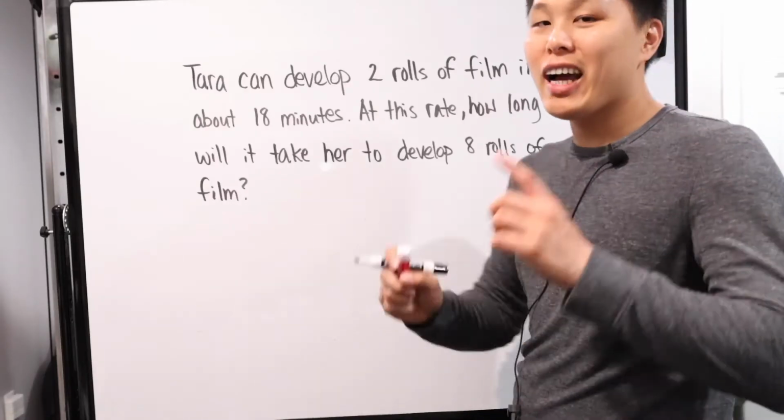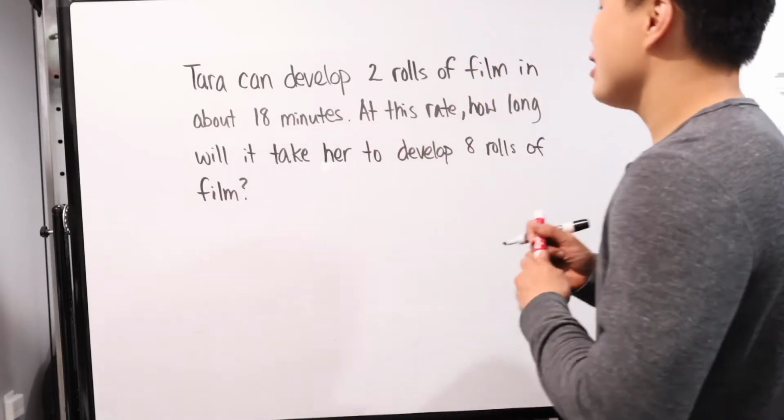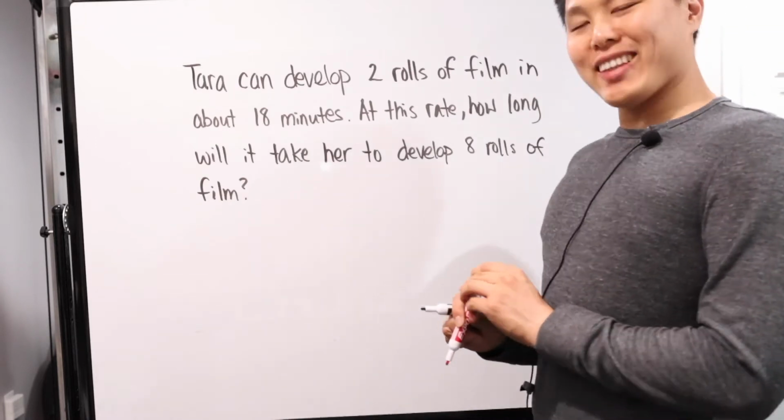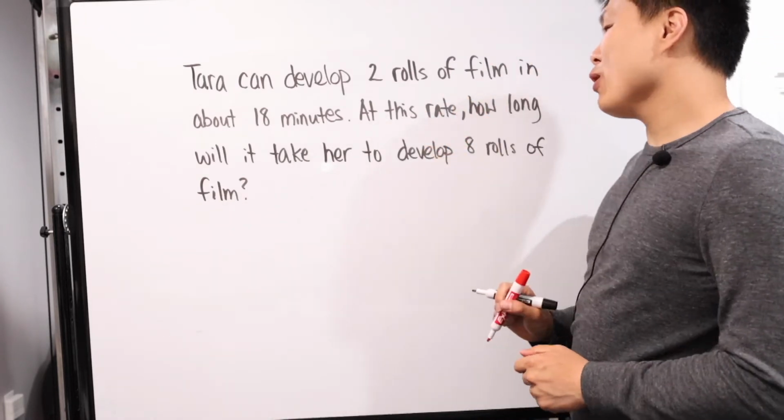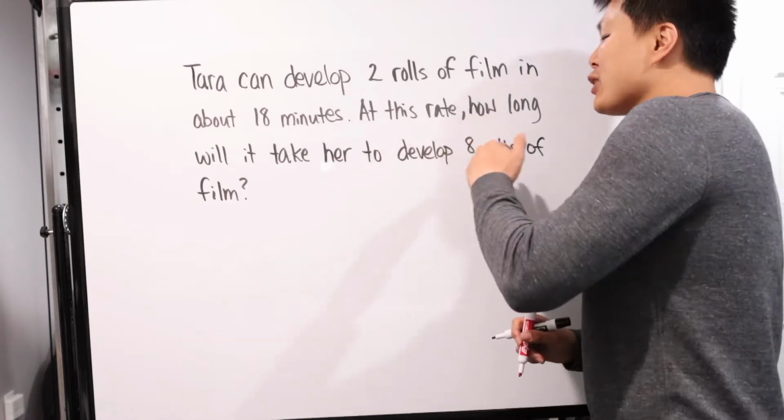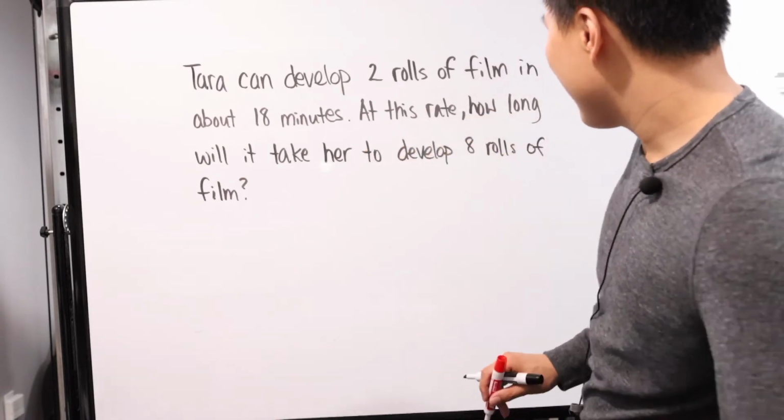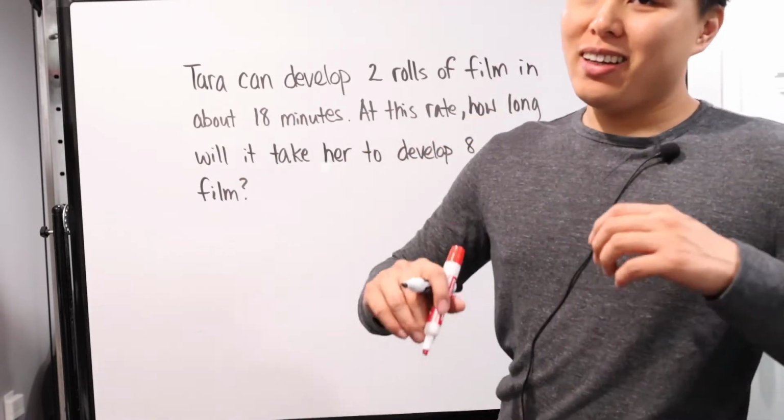What was that phrase? Speak of the devil and he shall appear. Right, there it is. Look at this problem. Tara can develop 2 rolls of film in about 18 minutes. At this rate, how long will it take for her to develop 8 rolls of film?